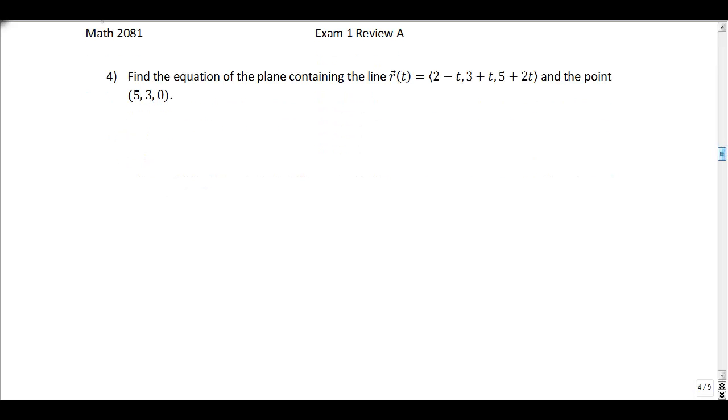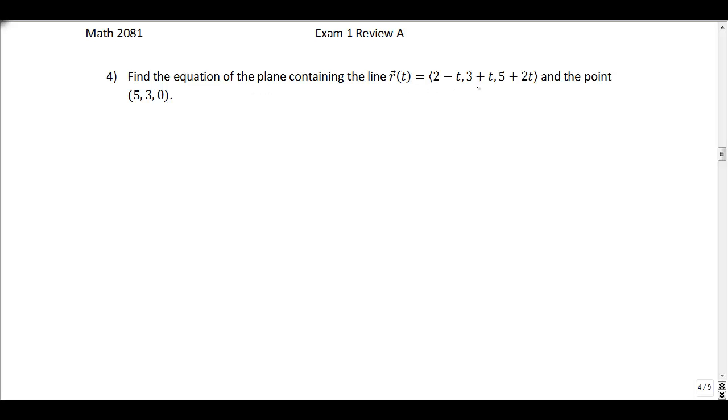Okay, next question here. Let's find the equation of the plane containing the line r of t is 2 minus t, 3 plus t, 5 plus 2t, and the point 5, 3, 0. So we're finding the equation of a plane. We need a point on the plane, which we have. That's the 5, 3, 0. We also need a vector that's normal to the plane.